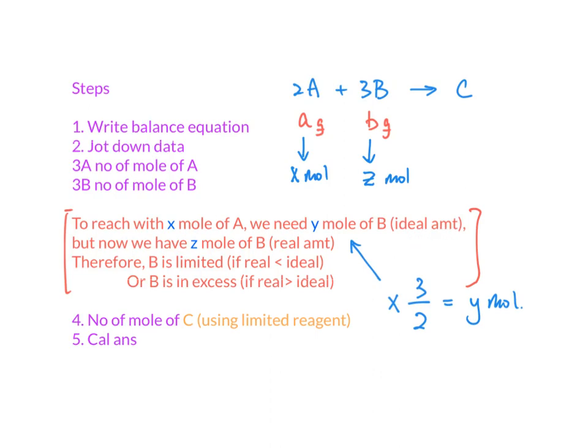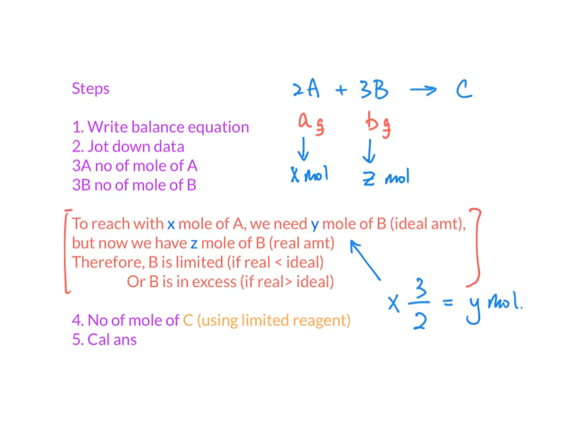Then afterward, you compare this Y mole with Z mole. Z mole is the reality, the real amount. If the real amount is more than Y, then B will be in excess. But if you find that you need Y mole but actually you only have Z mole, which means Z is less than Y, then in that case B will be limited.